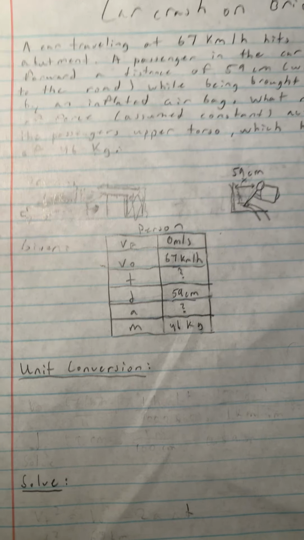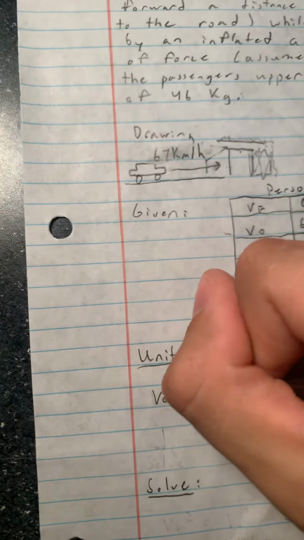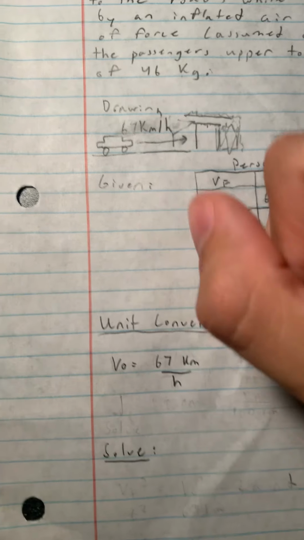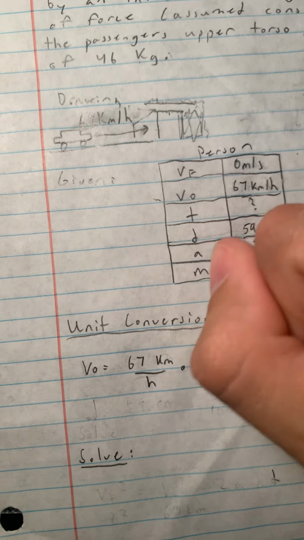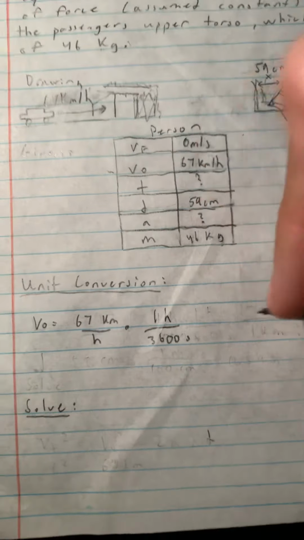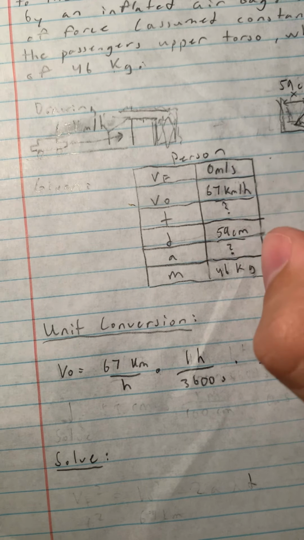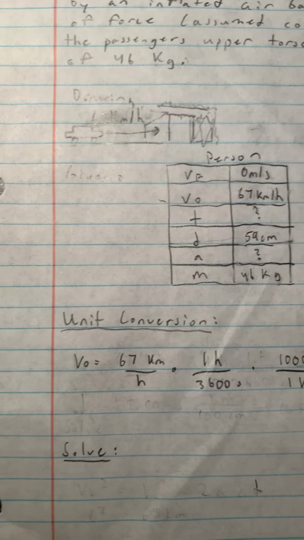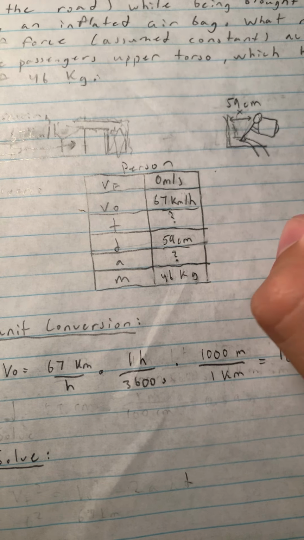Okay, to be able to solve for the acceleration, we need to do some unit conversions. So first, the initial velocity is equal to 67 kilometers per hour. Let's start off with hours. 1 hour is equal to 3,600 seconds. And now let's go to kilometers. 1,000 meters is equal to 1 kilometer. If we just solve this, it would be 18.6 meters per second.